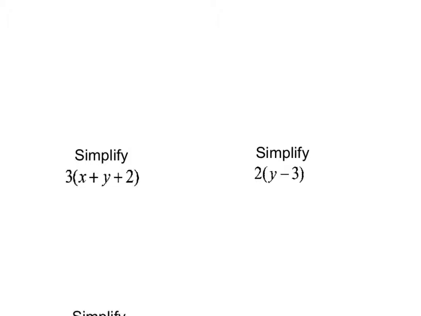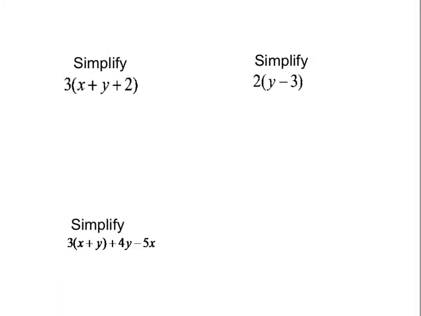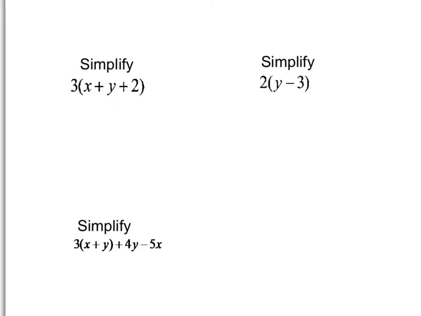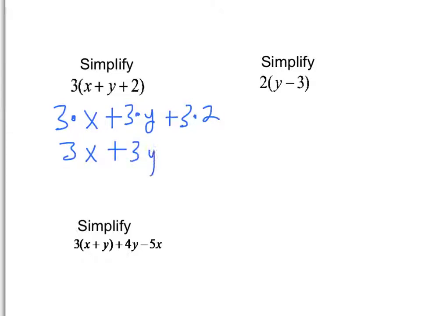All right, in this next example, I have 3 items on the inside. I have x, y, and 2. This 3 means I want 3 of everything. So I'm going to say 3 of x plus 3 of y plus 3 of 2. So 3x plus 3y plus 6 would be how I'd simplify that expression.